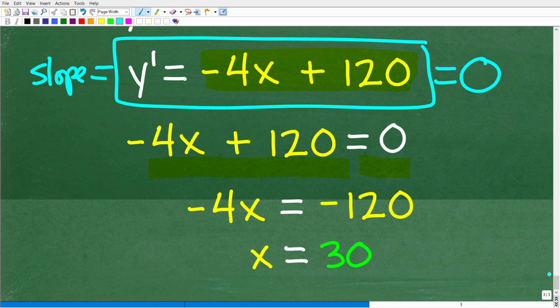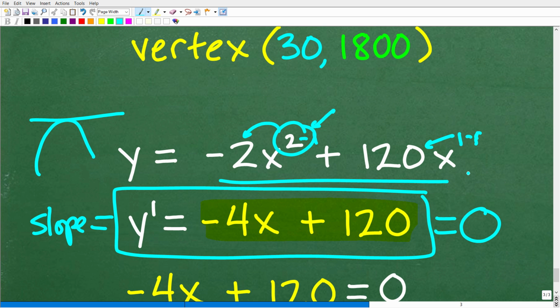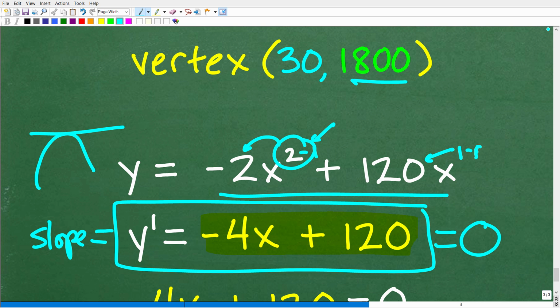Now let's just go ahead and do this real quick. So we're going to subtract 120 from both sides of the equation. I have negative 4x is equal to negative 120. And when I solve for x, I get x is equal to 30. It's the exact same answer. Now from there, I could take 30 and plug it back in to my original formula to get my 1800, which is the maximum area.